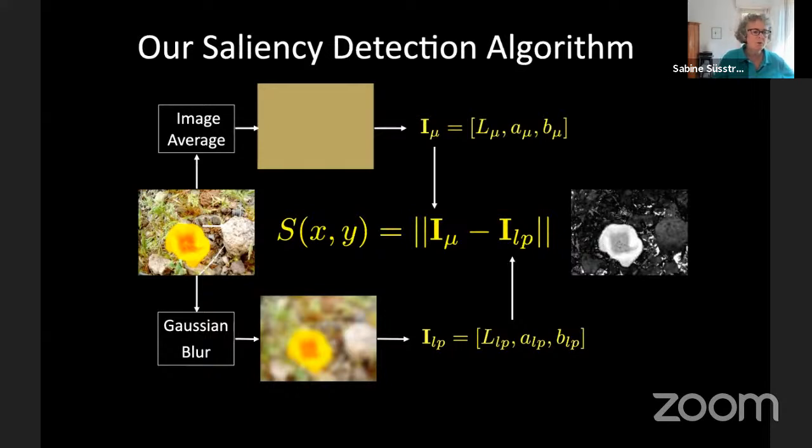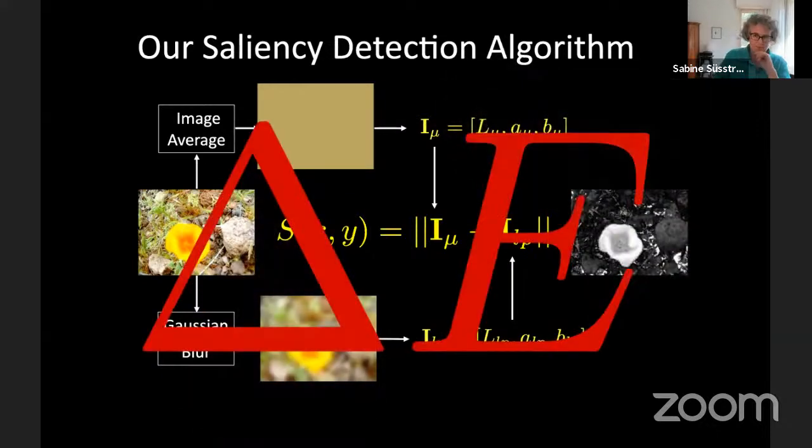Now, for those of you who paid attention before, this is nothing else than a delta E. So this is a perceptual delta E calculation that we're doing here for detecting saliency, totally inspired by this contrast encoding of the human eye. Yeah, sorry. Here is the delta E.